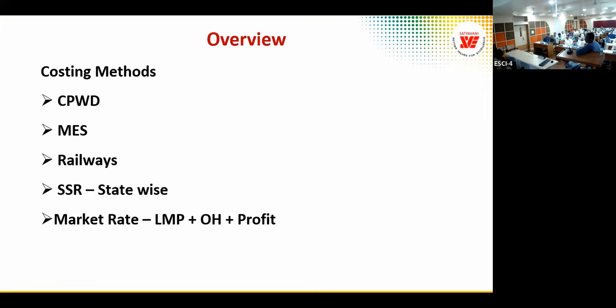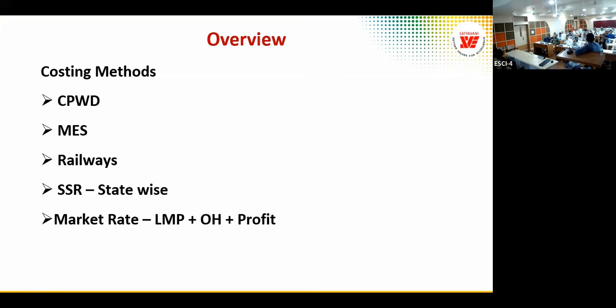So costing methods, we have CPWD. Each has got a different rate analysis actually. If it is CPWD work, central government, we use CPWD, which is sometimes the implementing agency. And MES for all defense projects, we follow the MES analysis method. Railways mostly go for percentage standards. And SSR, standard schedule of rates, state-wise they have defined. They come up with the documents and we use them.